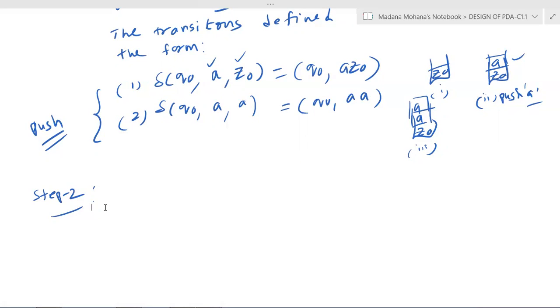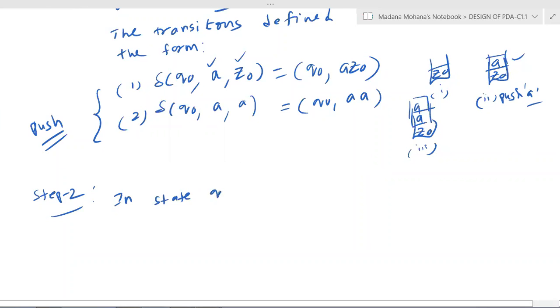So at that time, what we have to do is pop the top of the stack with the opposite input symbol, that is B. With input B, we have to pop the top A. So that means here we have to erase all the symbols from the stack by seeing the input as B. So now we are at state Q0.